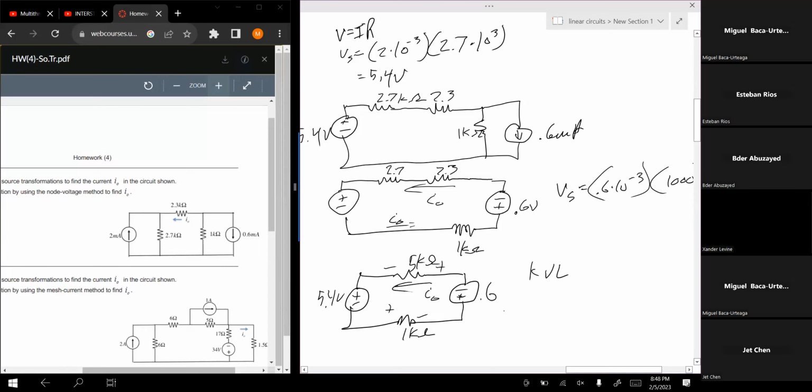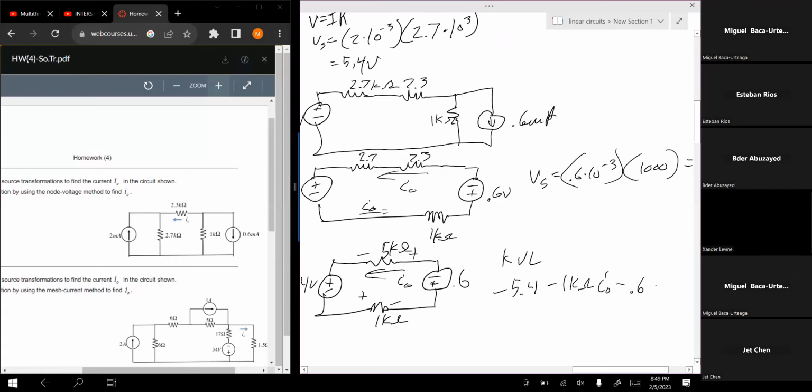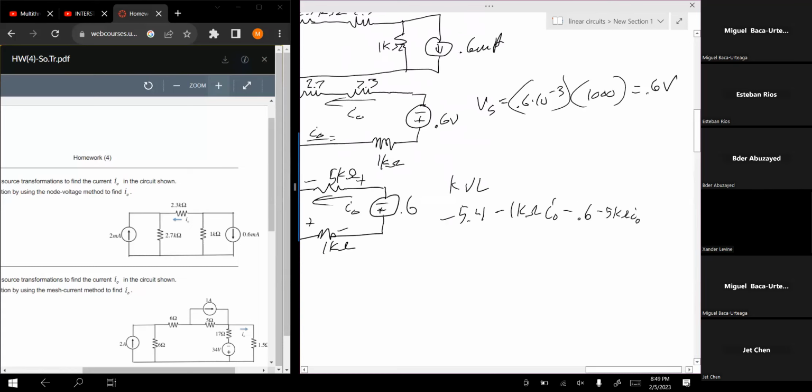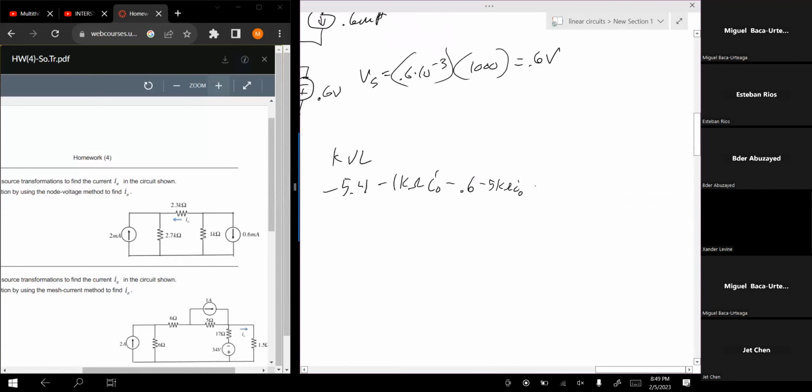So I'm going to start on the left side, minus 5.4, minus 1 kilo ohm times I naught, minus 0.6. And then this is going to say minus 5 kilo ohms times I naught. And all that is going to be equal to 0. Oh, geez. Why does it keep doing that? Okay, equals 0.